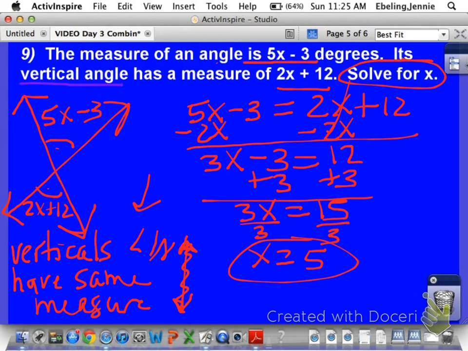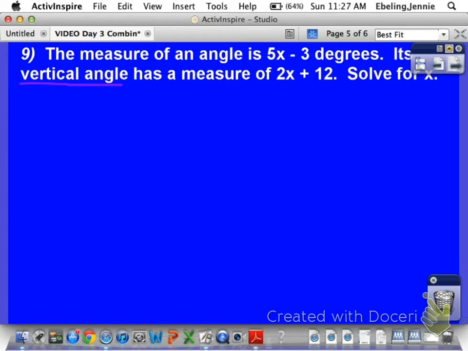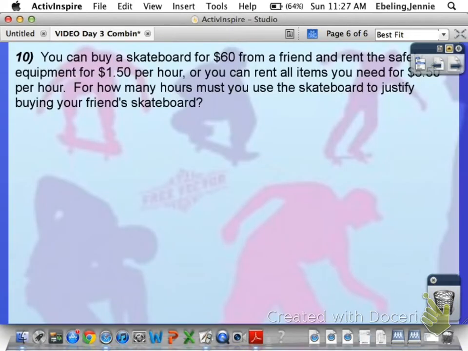Okay, the last example we want to take a look at is, again, turn the page. Here we go. And I don't think this is problem number 10. Maybe it is. You can buy a skateboard for $60 from a friend and rent safety equipment for $1.50 per hour. Or you can rent all items you need for $5.50 per hour. For how many hours must you use the skateboard to justify buying your friend's skateboard?